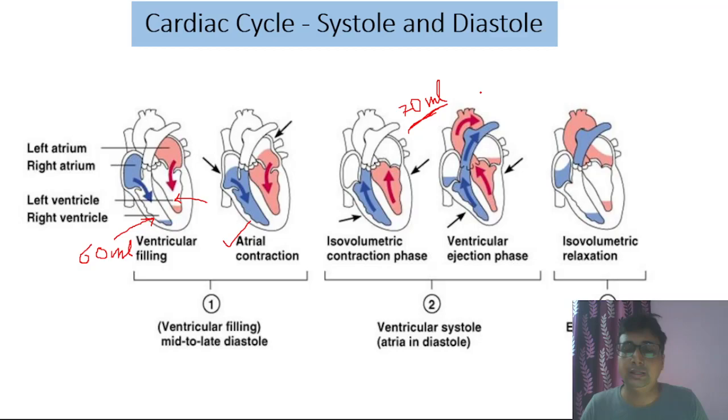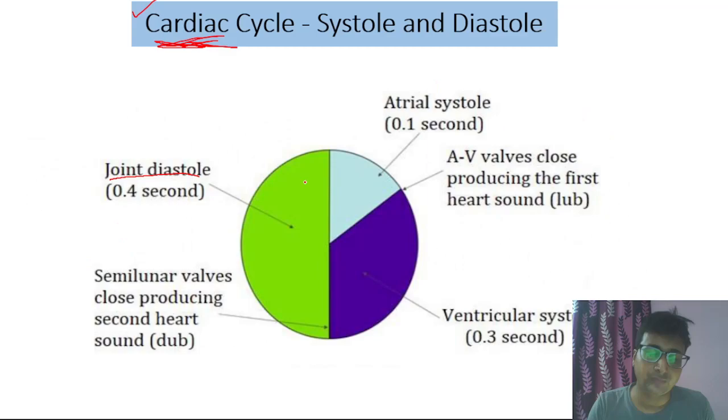We have to remember two important points in this. We start with the joint diastole, where both the ventricles and atria are in a relaxed state. This happens for 0.4 second, and then atrial systole occurs for 0.1 second, in which there is active filling of the blood. In joint diastole there was passive filling of the ventricle. In atrial systole there is active filling of the ventricle.